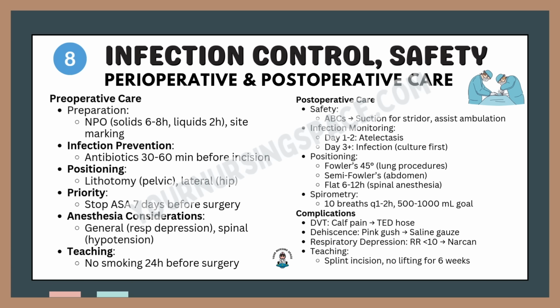Now let's hit perioperative and postoperative care, because there's a lot to cover, but we'll keep it tight. Pre-op starts with NPO, 6 to 8 hours for solids, 2 for liquids, to dodge aspiration, and you're checking allergies and marking the surgery site, while antibiotics hit 30 to 60 minutes before the cut. Positioning depends. Lithotomy for pelvic, lateral for hip, and you'll stop aspirin 7 days out to prevent bleeding, knowing your anesthesia. General risks respiratory depression, spinal risks hypotension, so preload those fluids. Tell them no smoking 24 hours before to keep lungs happy, and that's pre-op in a nutshell.